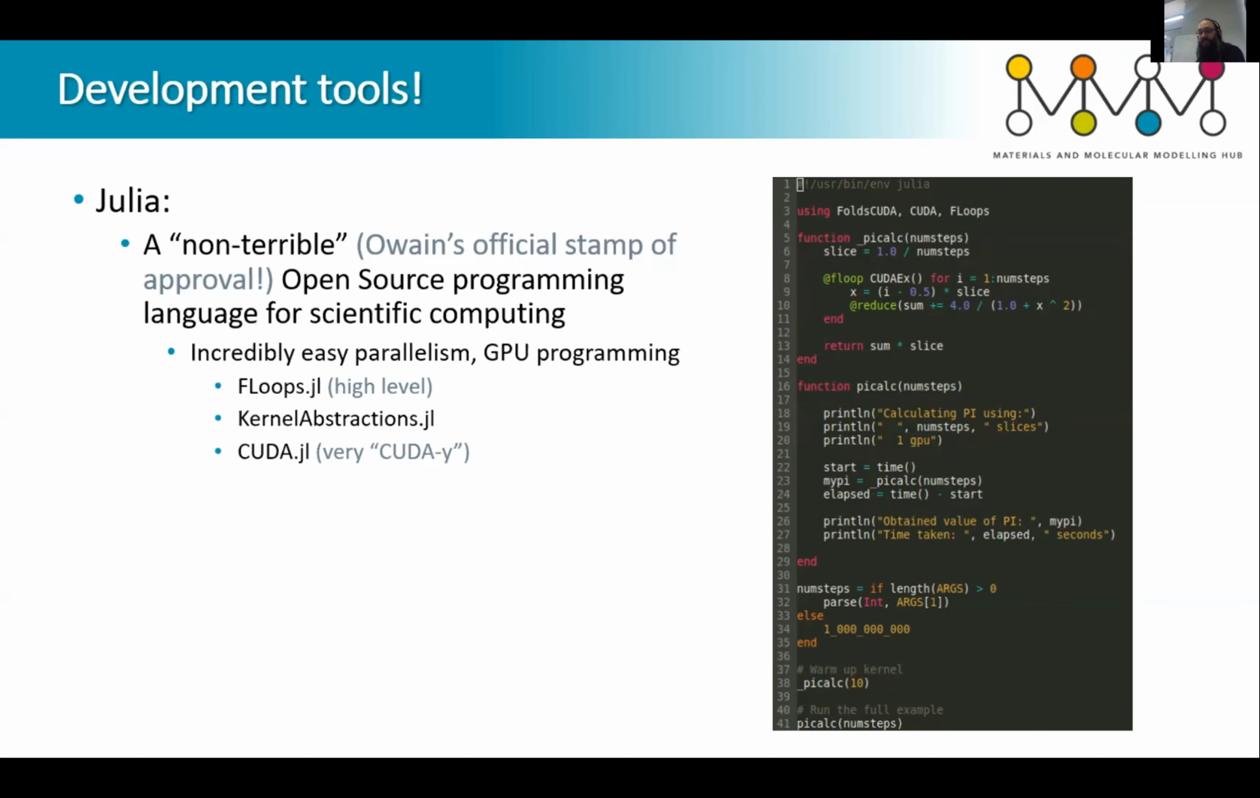One of the nice things is because it's a new language, it exposes parallelism in a consistent way, whether you're doing shared memory or distributed memory programming. And more recently, it also does this for GPUs, and there are different libraries you can use with different levels of abstraction, from things like floops.jl, which lets you just say this loop runs on a GPU, all the way down to ku.jl, which is very much like writing CUDA, but with Julia syntax.